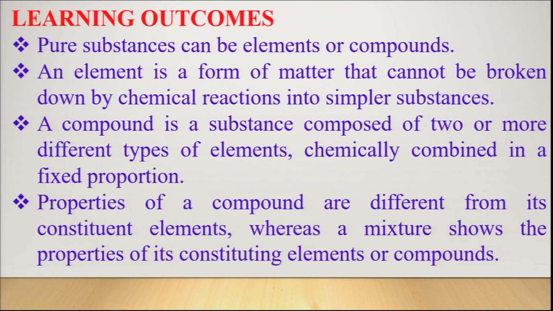Pure substances can be classified as elements or compounds. An element is a form of matter that cannot be broken down by chemical reaction into simpler substances. A compound is a substance composed of two or more different types of elements chemically combined in a fixed proportion. Properties of a compound are different from its constituent elements, whereas a mixture shows the properties of its constituent elements or compounds.